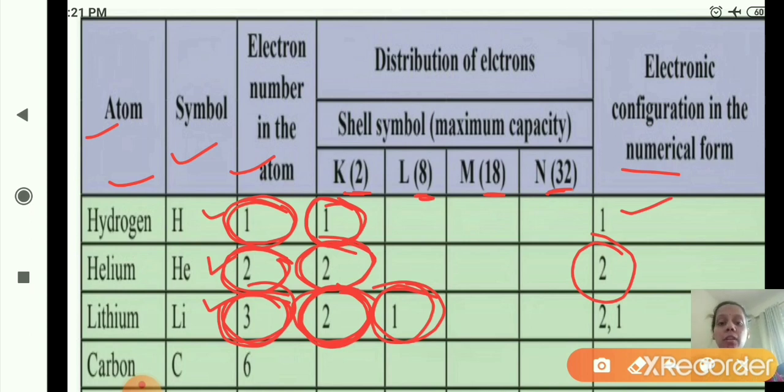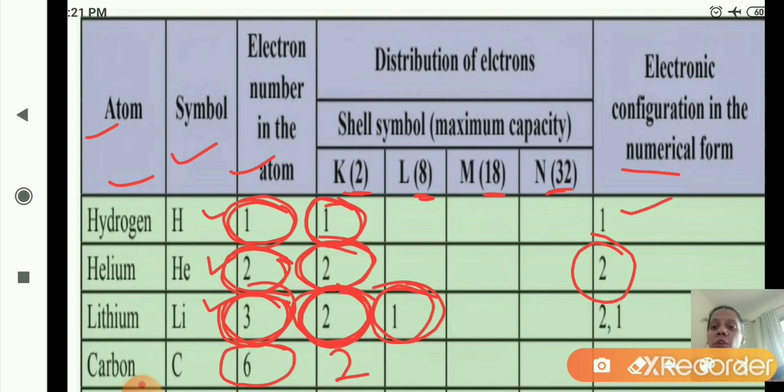Now carbon. What is the symbol for carbon? That is C. What is the electron number in the atom? How many electrons are there in carbon? That is 6 electrons. Now we will start arranging the electrons in particular shells. We will start from K shell. What is the maximum capacity of K shell? That is 2 electrons. So in K shell 2 electrons.